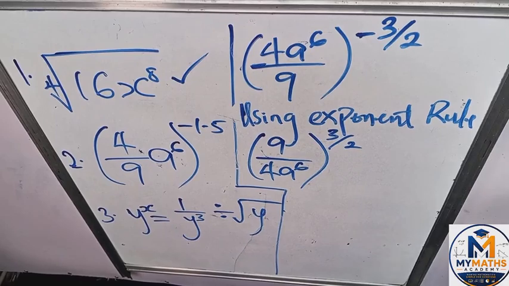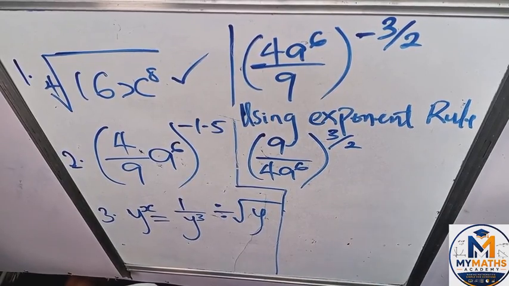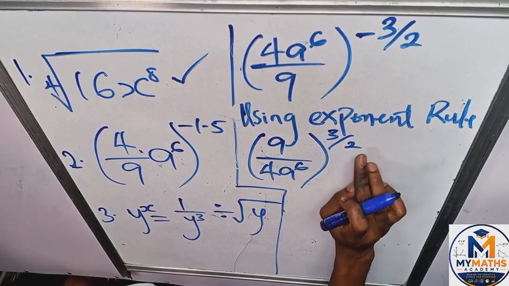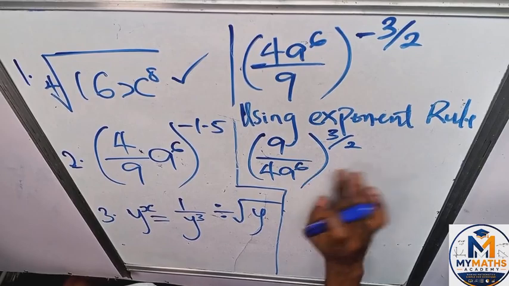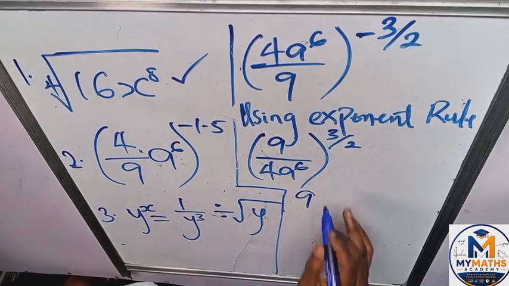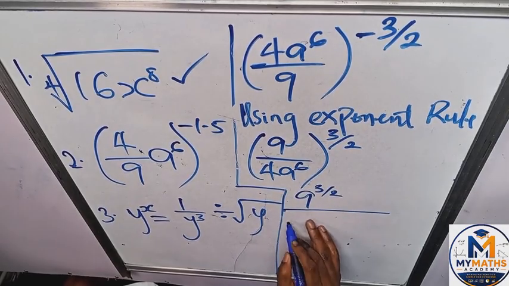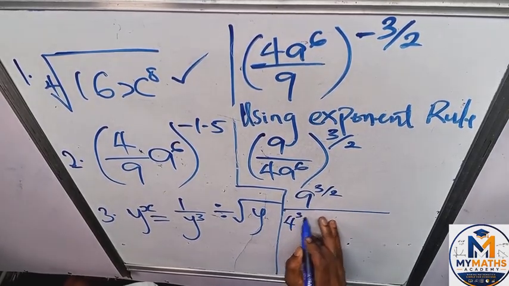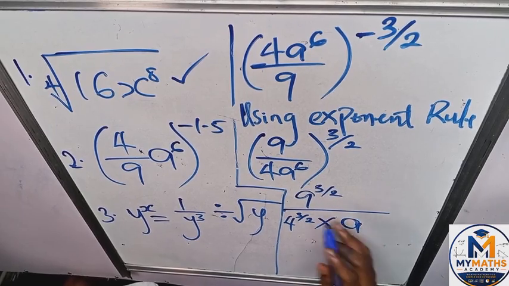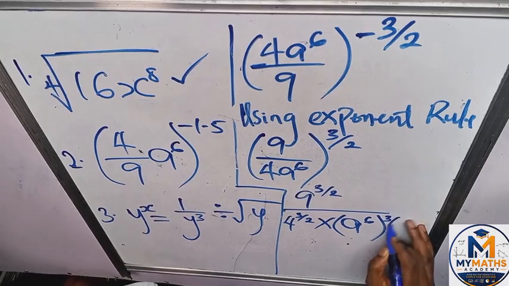So coming to this part now, once we're finished doing the exponent rule, the next part we're going to do is simplify them separately. Then come to this 9 here. This one's going to be 9 raised to power 3 all over 2. Then 4 raised to power 3 all over 2 times a raised to power 6, open and close the bracket, raised to power 3 all over 2.